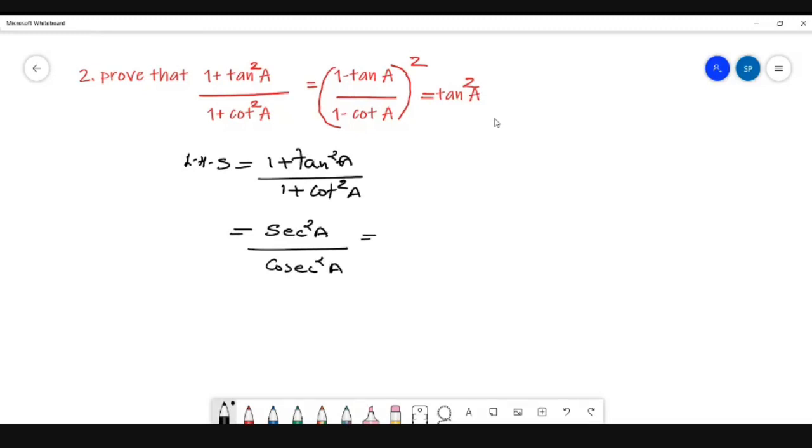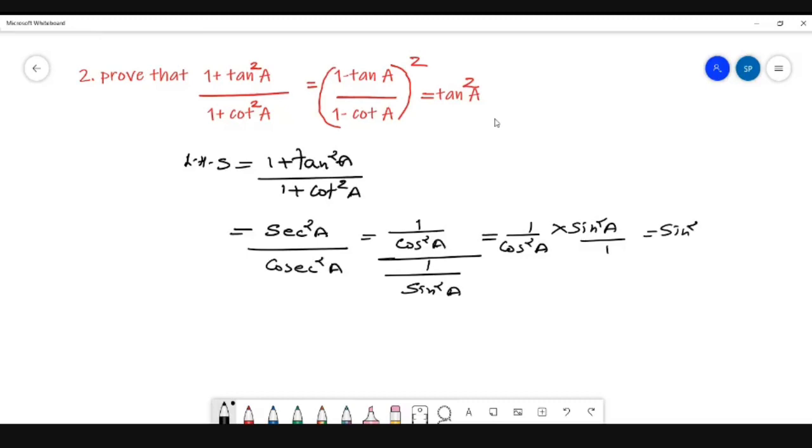That is, sec square A is 1 by cos square A, because sec is the reciprocal of cos. So sec square is 1 by cos square A divided by cosec square A, which can be written as 1 by sin square A. Now when you multiply with the reciprocal, we get 1 by cos square A into sin square A by 1. That is sin square A by cos square A.